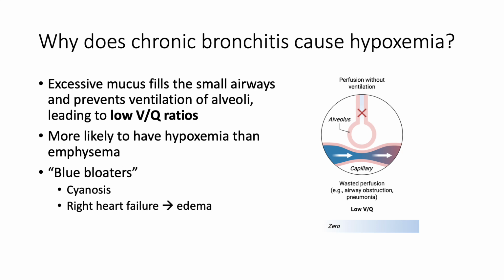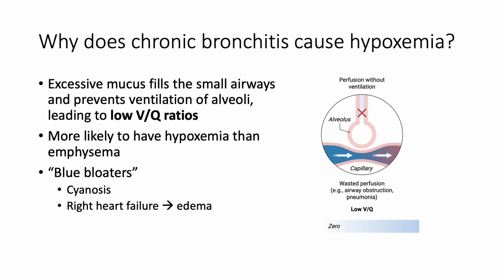Now, why does chronic bronchitis cause hypoxemia? It's different than emphysema. This is because of low VQ ratios, so VQ mismatch. When you have excessive mucus filling the small airways, it's going to prevent ventilation of those alveoli, so you get the low VQ. And so chronic bronchitis patients are actually more likely to have hypoxemia than emphysema. That's why they're called the blue bloaters. So the blue is because they're cyanotic. The bloaters is because they're more likely to develop pulmonary hypertension.